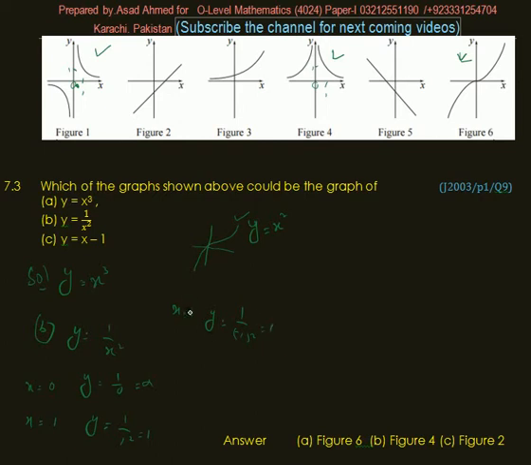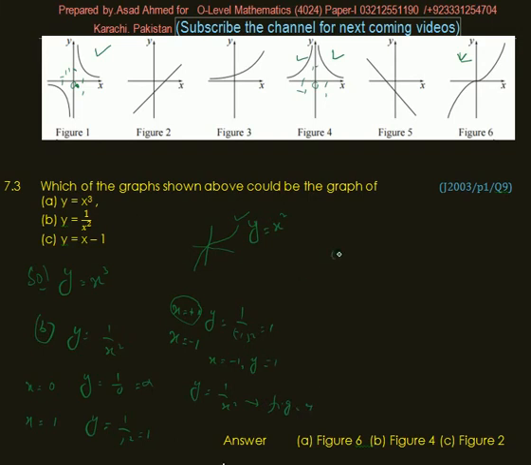Even if we put x is equal to minus 1, the answer is plus 1. We put x minus 1, so its square becomes plus 1. So when x is minus 1, y becomes 1. Here x is minus 1, so y is plus. When x is equal to minus 1, the answer is positive. But in the other case, when x is equal to minus 1, the answer is negative, y is minus. So figure 4 represents this equation. So y is equal to 1 upon x square represents figure 4.